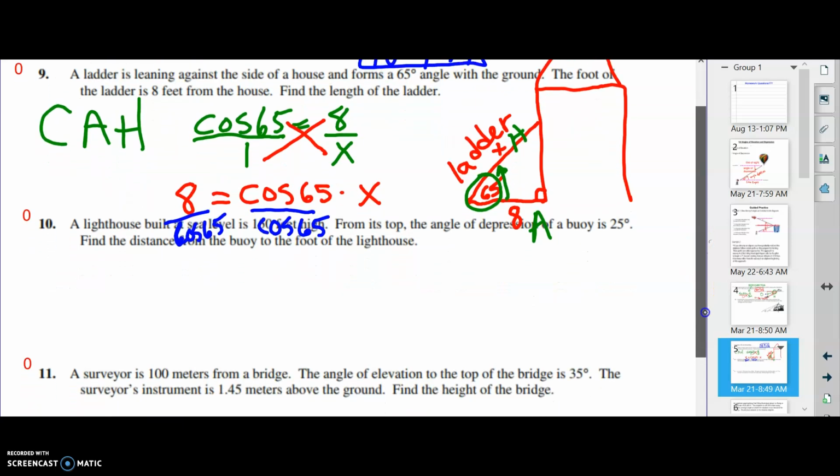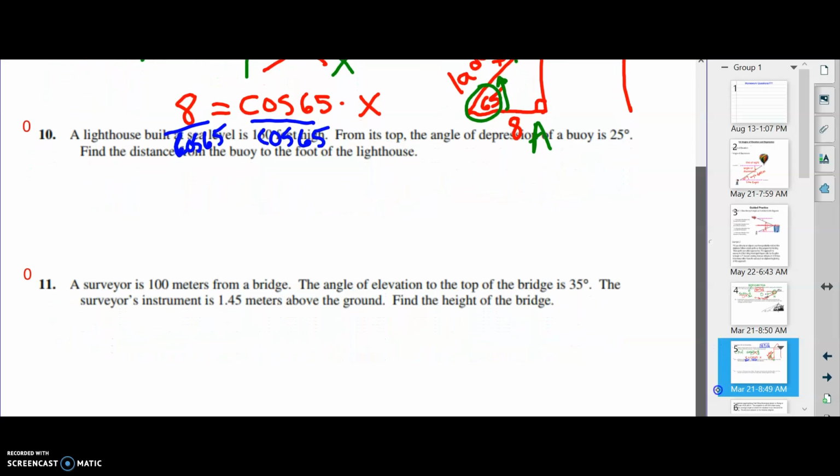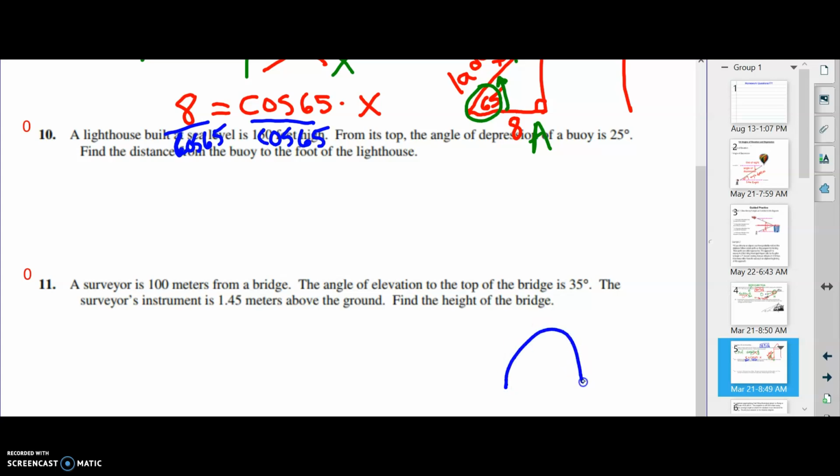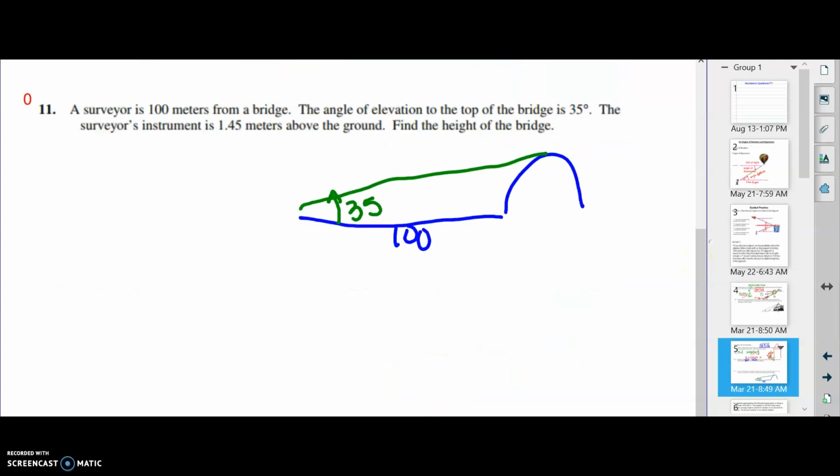Let's see. This one I definitely want to do. So the surveyor is 100 meters from a bridge. So we've got the bridge, and they're 100 meters away from it. The angle of elevation to the top of the bridge, so we draw an angle going up to the top of the bridge, is 35. It says find the height of the bridge. So we want to know the height of the bridge. This is our x. How tall is the bridge?